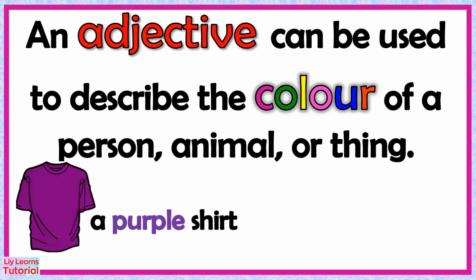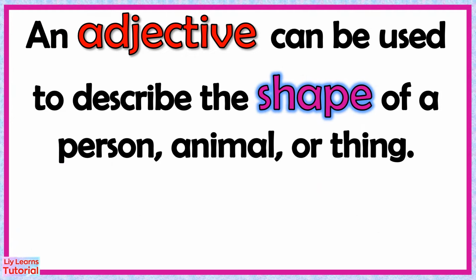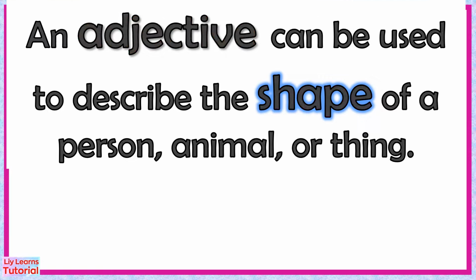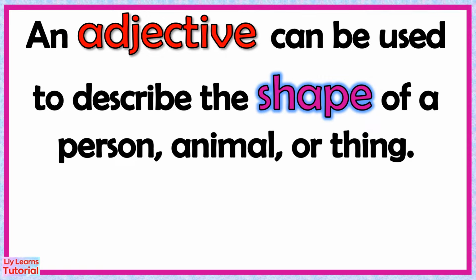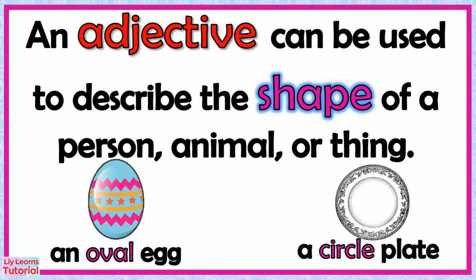A purple shirt. A gray cat. An adjective can be used to describe the shape of a person, animal, or thing. For example, an oval egg and a circle plate.